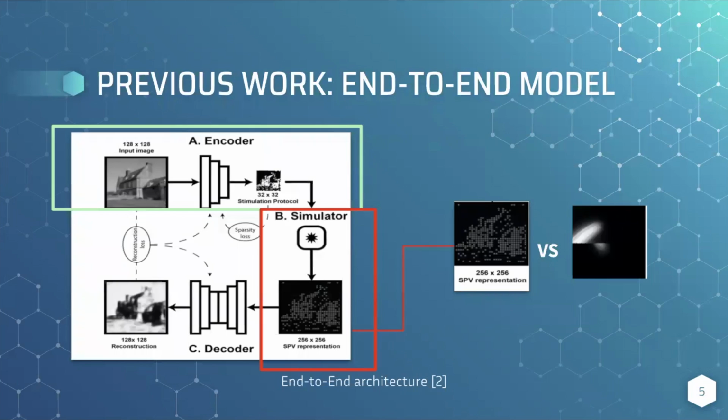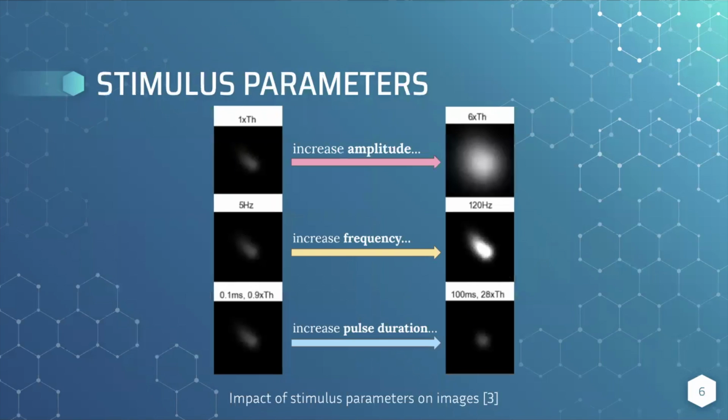The simulator used in the end-to-end model was simplified and looks like a pixelated scoreboard. We want to use a model that is more complex, but as a result, it's not invertible, so we won't be able to train using it. And this model will include the parameters amplitude, frequency, and pulse duration for each electrode. Implant placement also plays a factor, but we wanted to simplify what we had to train for.